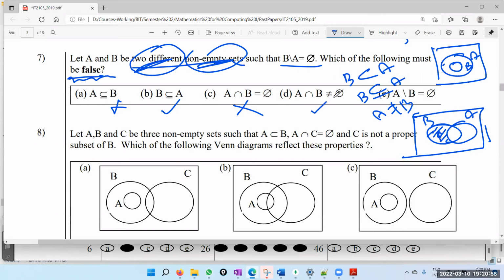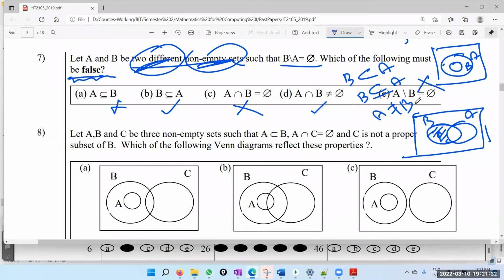Yes, that is correct. Right? A minus B is 5. A minus B means belong to A but not belong to B. So when A and B are different, because they say different, A minus B cannot be 5. When they are different, there must be at least one element where the A has, which is not in the B. So therefore, definitely A minus B must not be 5. Right? This says A minus B is 5. So therefore, this is wrong, right?